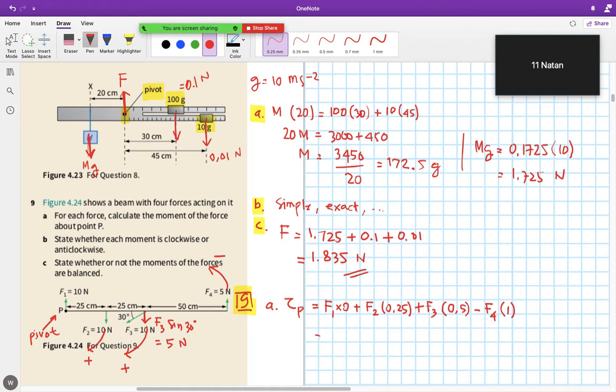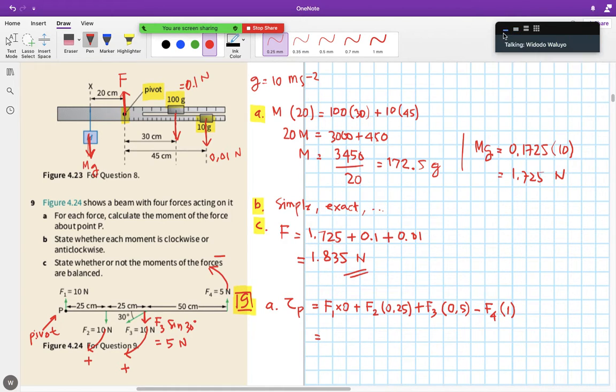Okay. Now we put in the values. This is 0 plus F2, which is 10, times 0.25. F3 is F sign, this is 5. Oh sorry, this is F sign. The length has to be converted to meters for all of them, because eventually it becomes Newton meter, in SI unit.